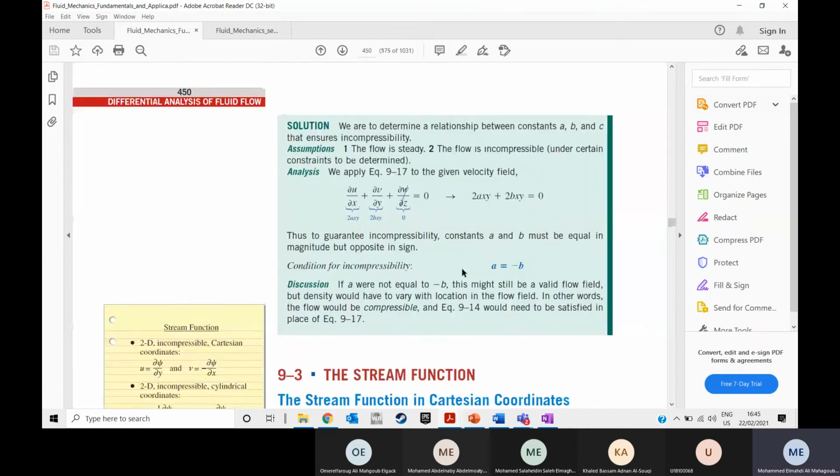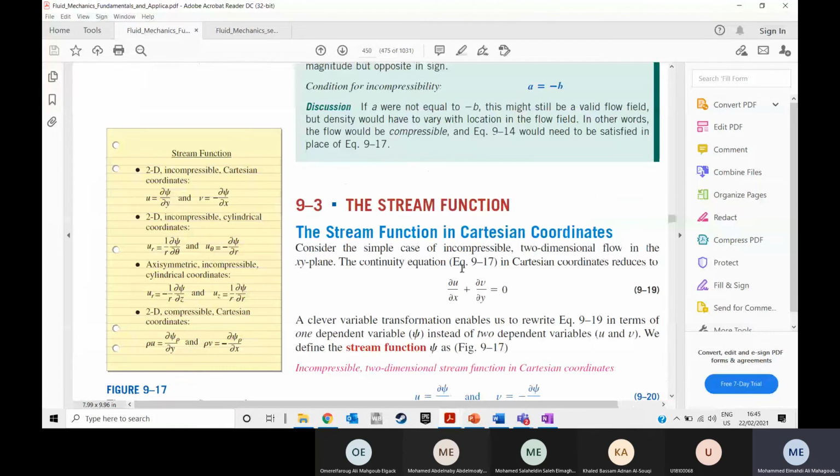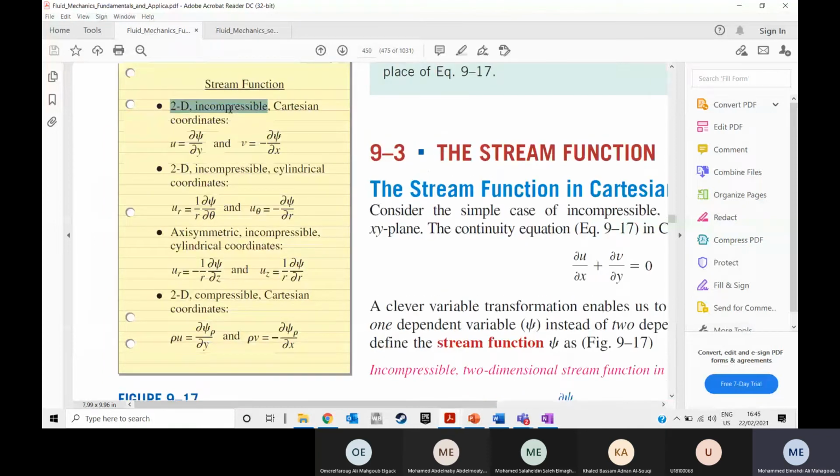The stream function equations are here. Stream function equations for 2D incompressible Cartesian coordinates. This is it. You may be asked to calculate U from the stream function or V from the stream function. 2D incompressible cylindrical coordinates: U_r here, and U theta here. Axisymmetric incompressible cylindrical coordinates, this is the equation for the axisymmetric flow. And 2D compressible Cartesian coordinates, this is it, for the compressible.